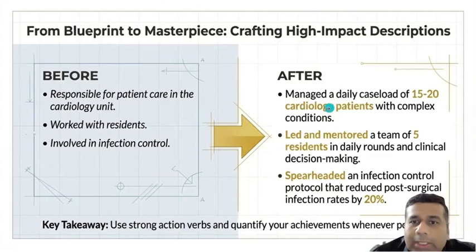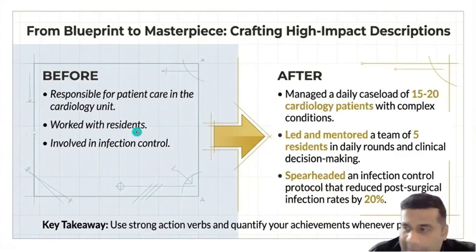But the HR manager scrutinizing your CV, or even an ATS machine ranking your CV based on content, will specifically be looking for values. So instead of responsible for patient care in the cardiology unit, it should be: managed a daily caseload of 15 to 20 cardiology patients with complex conditions. That clearly shows your expertise, rather than just casually saying that you worked in a cardiology unit.